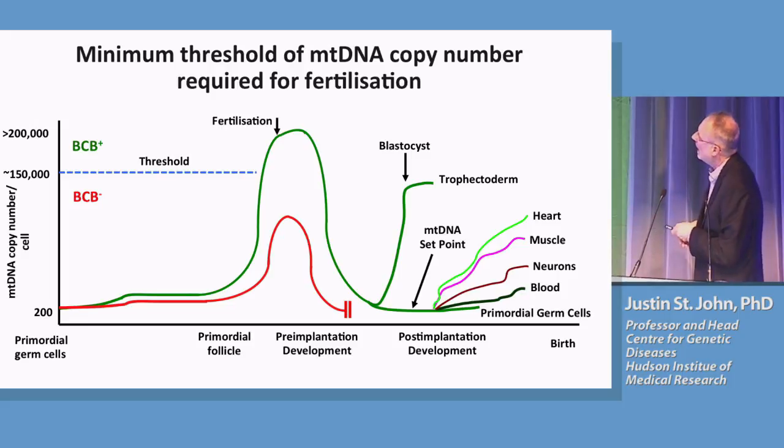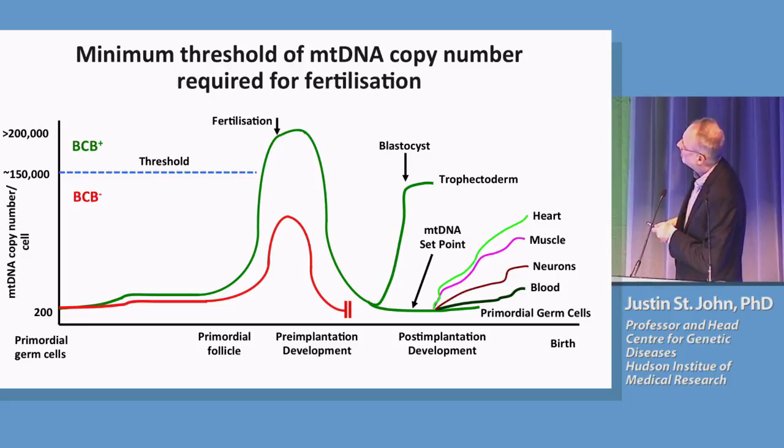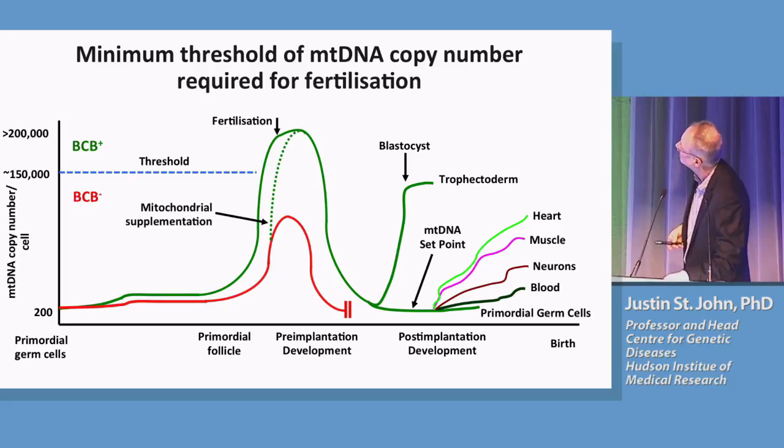So what we really have is a model where we have BCB positive eggs which have mitochondrial DNA copy number above the threshold for fertilization outcome. In our model, that's around 150,000. And we have a population of BCB negative eggs. Those eggs which are BCB positive have sufficient mitochondrial DNA investment to support these subsequent developmental events. But the BCB negative eggs do not have sufficient mitochondrial DNA and are not able to support subsequent developmental outcomes.